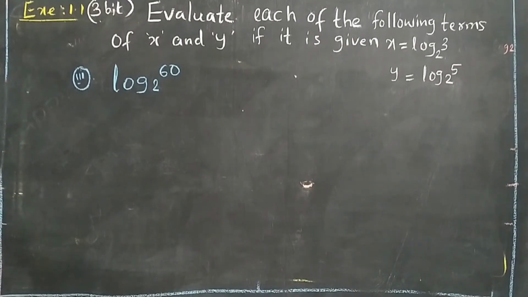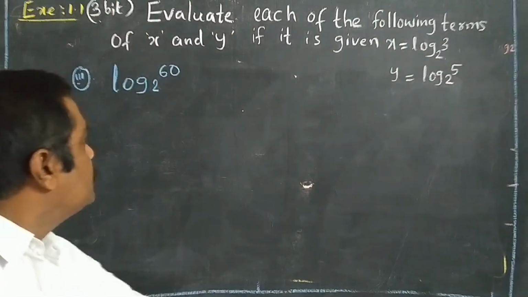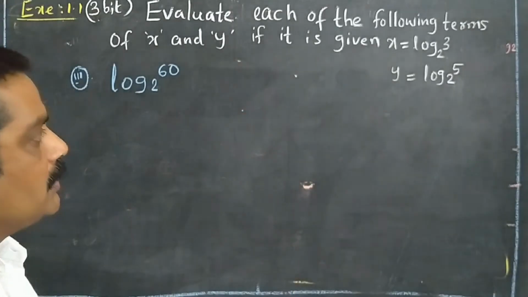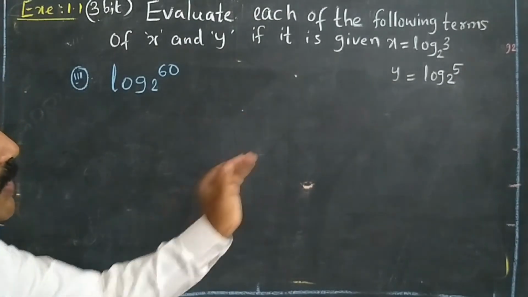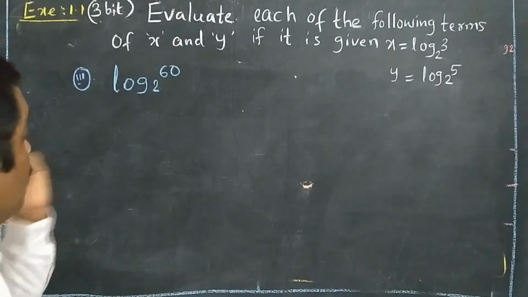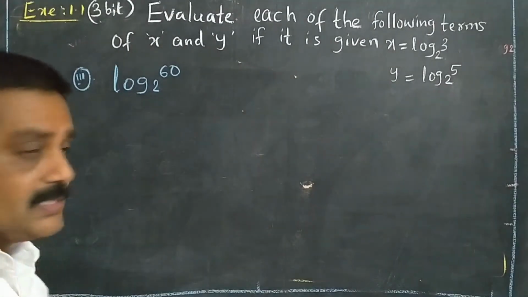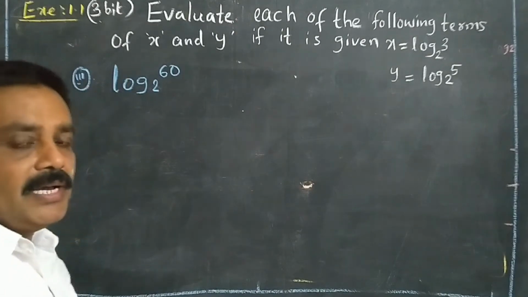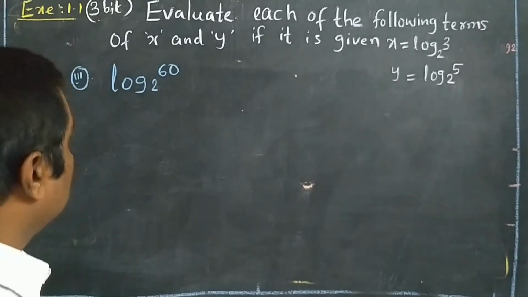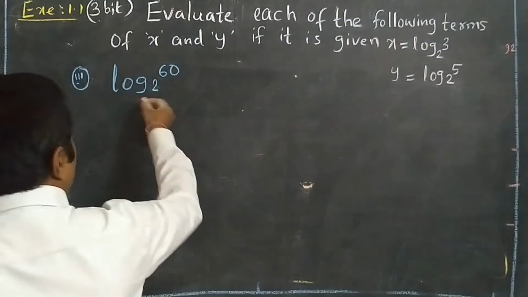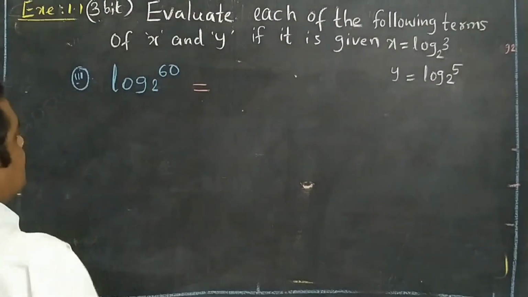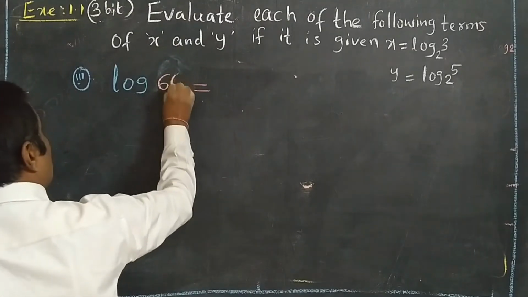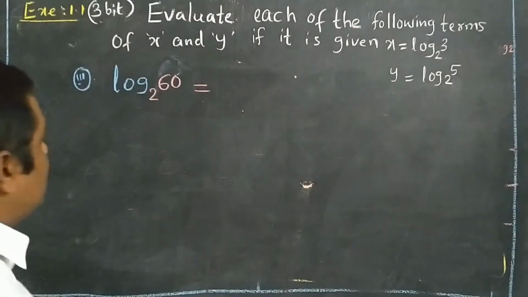See this third bit, children, here. Evaluate each of the following in terms of x and y if it is given that x is equal to log 3 base 2, y is equal to log 5 base 2. Here given such type of questions, and I took one question. I am going to explain this question. By the help of this method, you have to complete the total questions. See here, children. First, log 60 base 2.